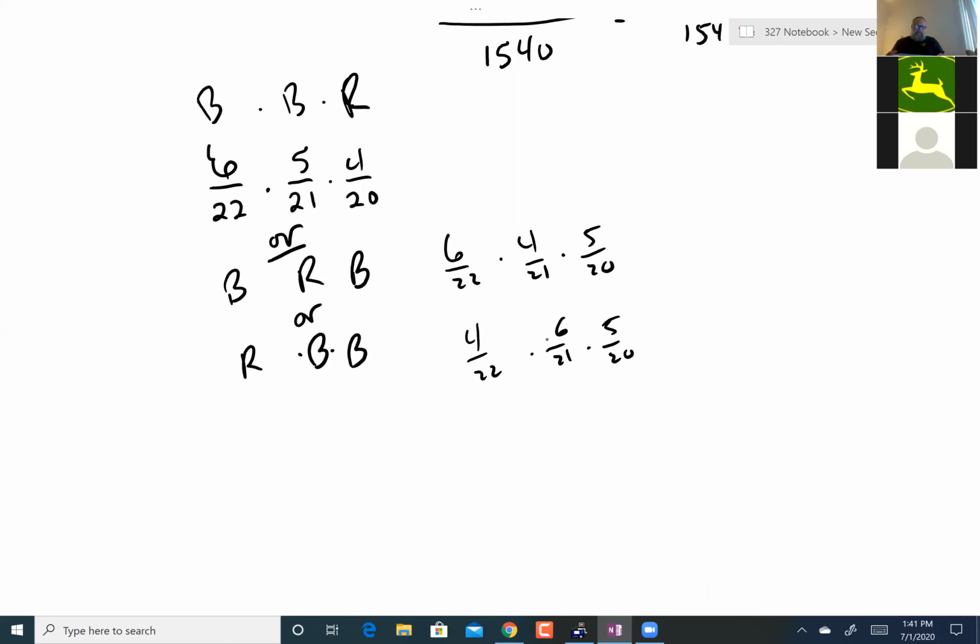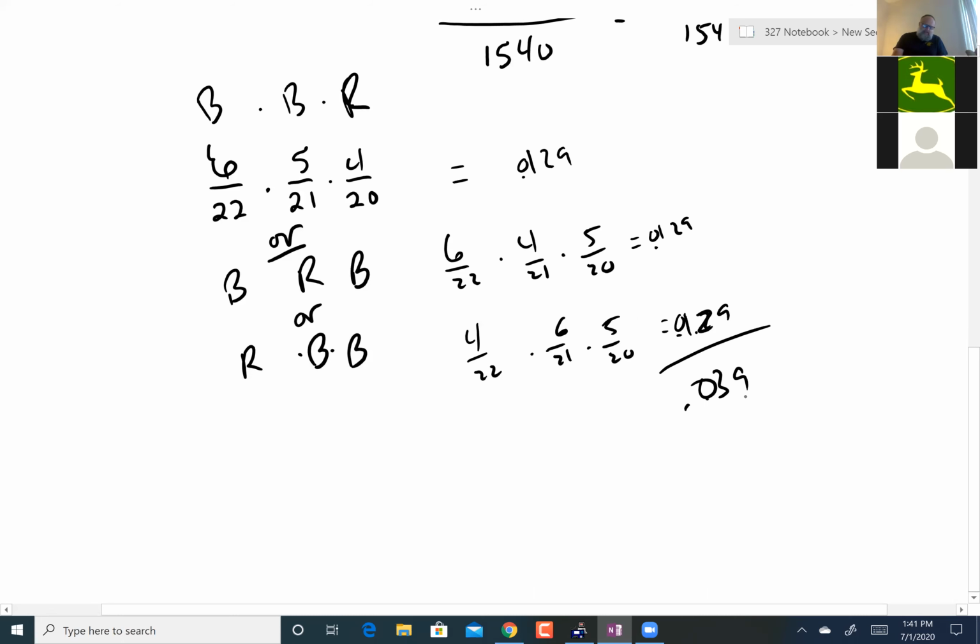And the numerator is still going to be 6 times 4 times 5. So the answer will be 0.129 or whatever. When you add them up, you get 0.039 or whatever we had a minute ago. That's exactly the idea of what's going to happen here, okay?